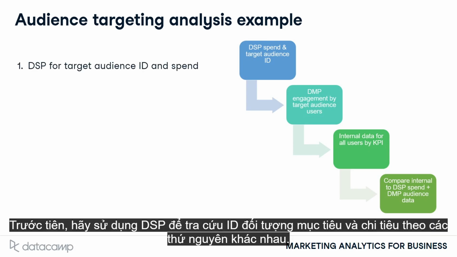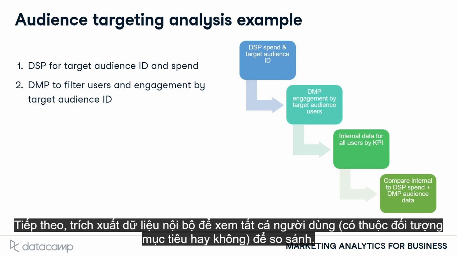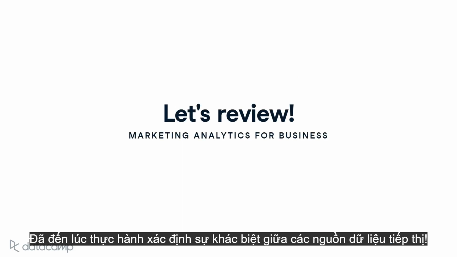Let's consider how DSPs, DMPs, and internal data can work together. First, use the DSP to look up target audience IDs and spend by different dimensions. Then, look at DMP engagement data by the same target audience. Next, extract internal data to see all users, in target audience or not, to benchmark against. Finally, compare internal data to DSP spend and DMP engagement to evaluate performance. Time to practice identifying the differences between marketing data sources.